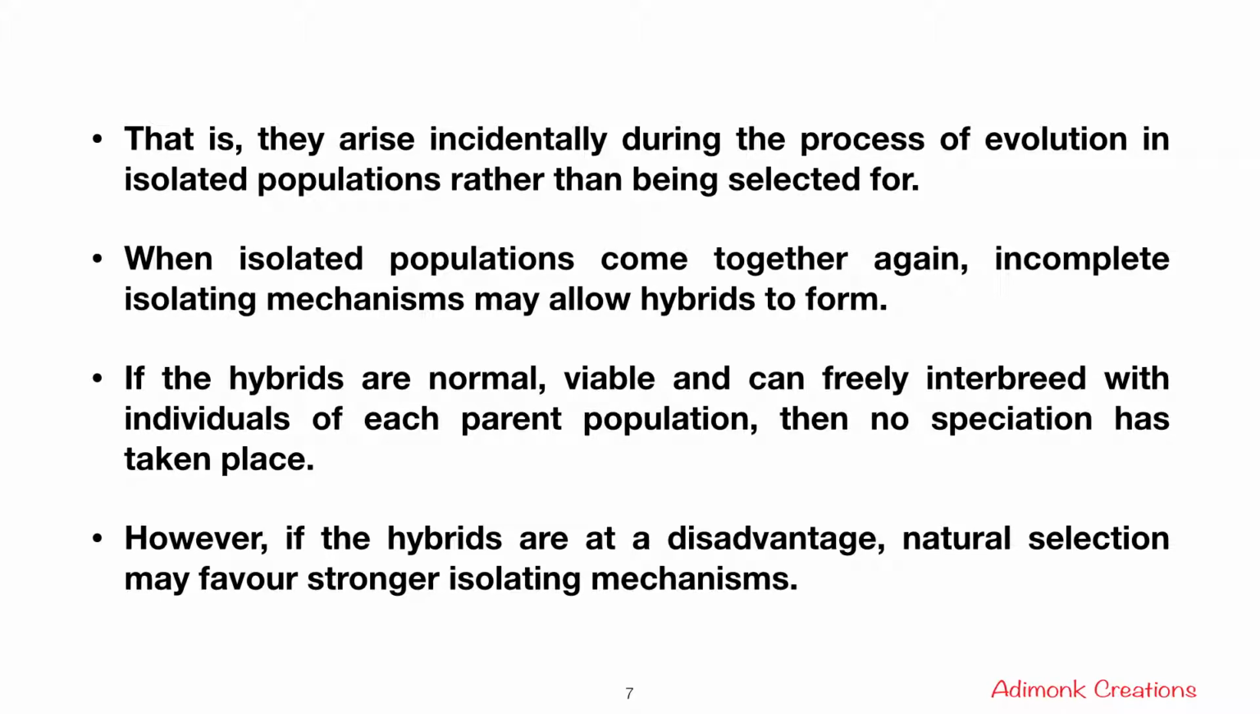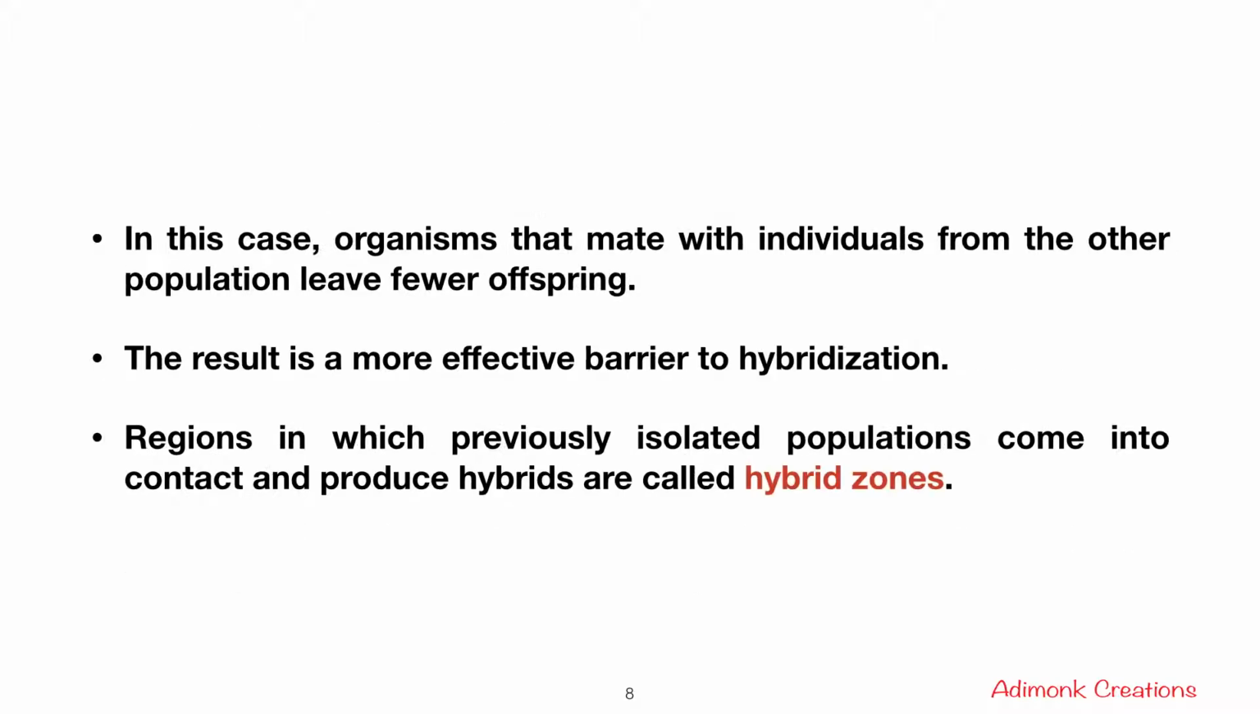However, if the hybrids are at a disadvantage, natural selection may favor stronger isolating mechanisms. So in this case, organisms that mate with individuals from other populations leave very few offspring. So the result is a more effective barrier to hybridization. Regions in which previously isolated populations come into contact and produce hybrids are called hybrid zones.